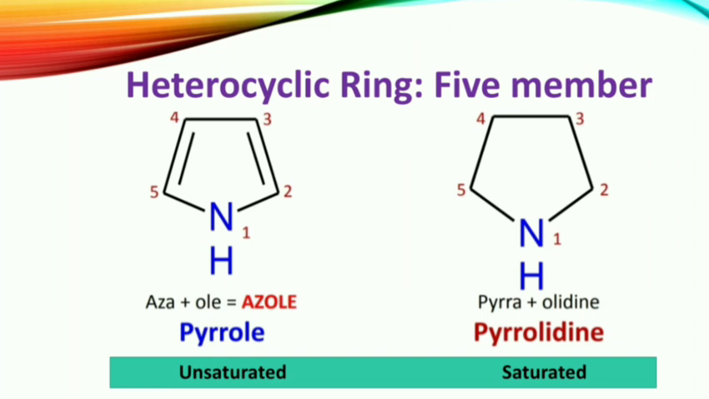Then we'll see another example for the 5-member ring structure. While giving numbering to heterocyclic compounds, you first have to identify the ring member number. You can identify which type of ring it is, whether it is a 5-member, 6-member, or 7-member ring structure. Here we have a 5-member ring structure.